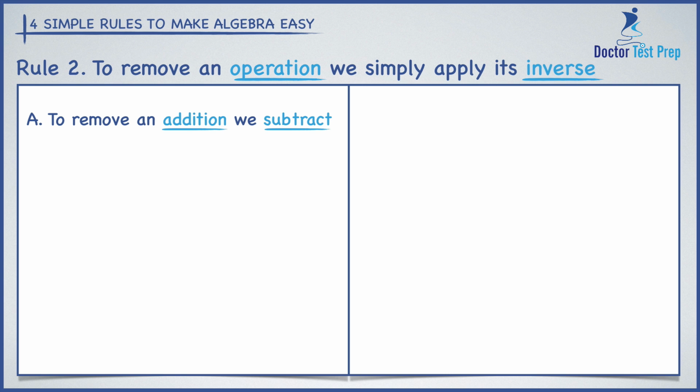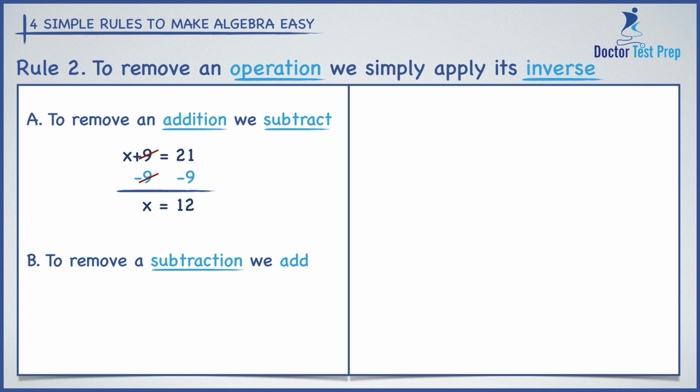If I've got x plus 9 is equal to 21, and I'm trying to get rid of that plus 9, to get rid of an add 9, I subtract 9. I've got to do it to both sides of the equation because of rule number 1. So when I take 9 away from both sides of the equation, we can see those 9s cancel. That leaves me with x on the left-hand side, and 21 take away 9 gives me 12. So I have x equals 12 as my answer. So to remove an addition, we subtract from both sides of the equation. Now let's have a look at B. To remove a subtraction, we simply add.